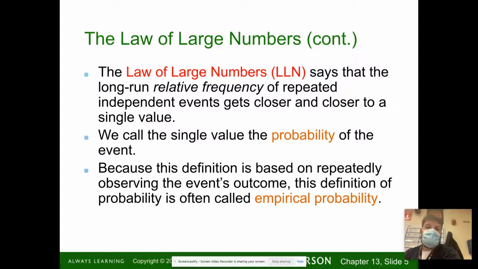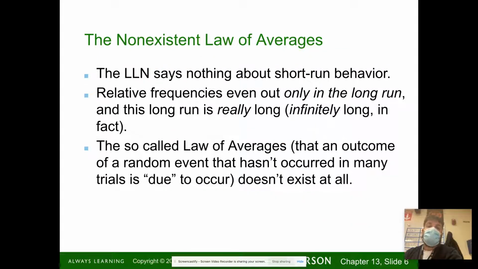Because this definition is based on repeatedly observing the event's outcome, it is often called empirical. Empirical is what we see. The law of large numbers says nothing about short-run behavior. Relative frequencies even out over the long run, and this long run is really long, infinitely long, in fact.